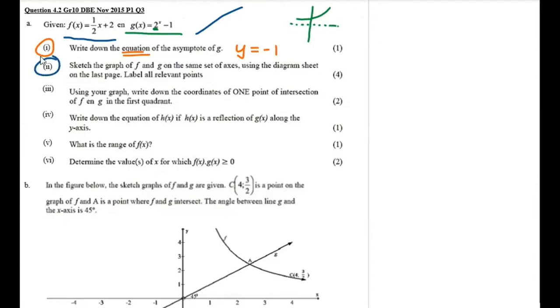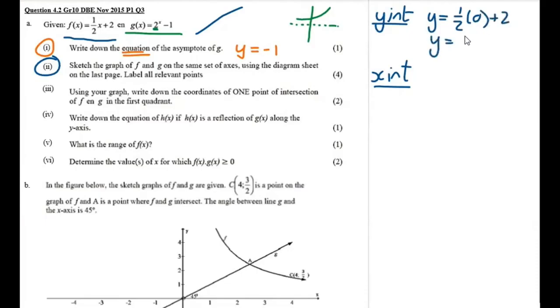Okay, so first of all, for the F1, I know it's increasing. So I'm going to calculate y-intercepts and x-intercepts. Okay, how do we get our y-intercept? Make x equal to 0. So I'm going to go y is equal to 1/2 times 0 plus 2. Guys, I'm hoping a lot of you could have just looked at the equation and straight away known that it was going to be y equals 2.